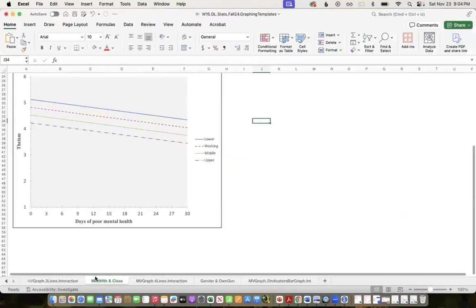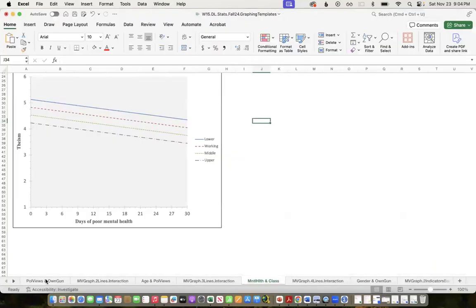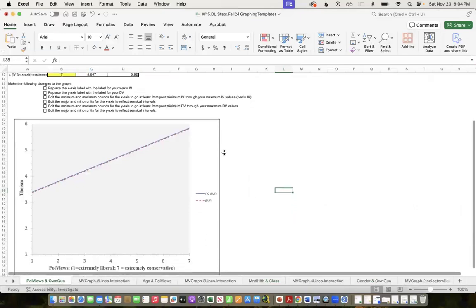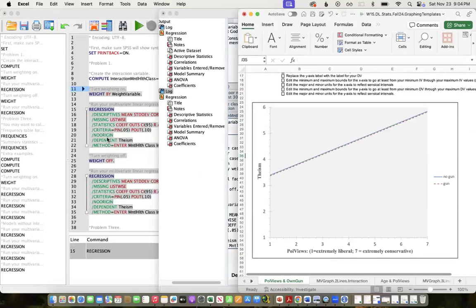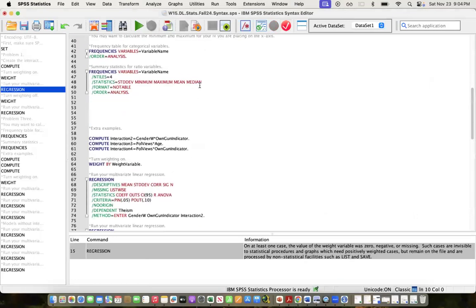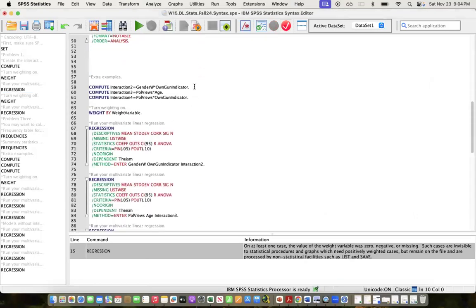Why don't we go to this one, which was poll views and whether or not you own a gun. I already made poll views and own gun. Well, we can start. That's fine. We can start with that one.